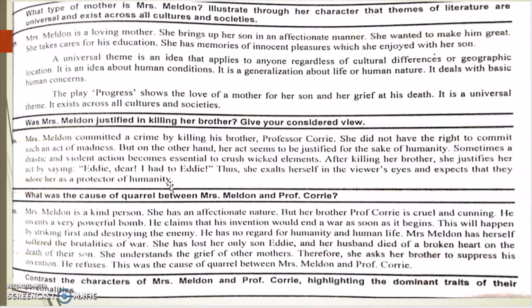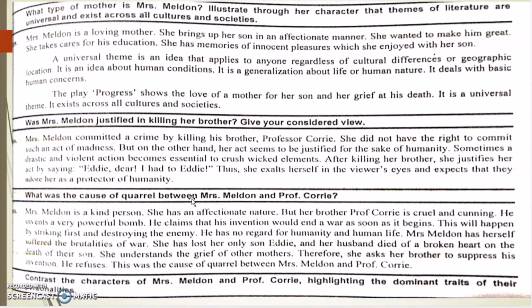After killing her brother, she justifies her act by saying, "Eddie dear, I had to, Eddie." Thus, she exalts herself in the viewer's eyes and expects that they adore her as a protector of humanity. So she had to make a choice, either let her brother go and let millions of people die, or kill her brother and save millions of people from death. So she chose the other choice. Although it is wrong, it is not justifiable, but you can say that she chose a lesser evil in comparison to a bigger evil. That was, if the bomb would go out, it would kill millions.